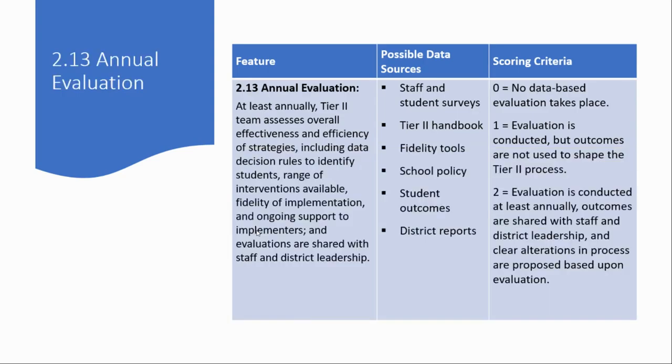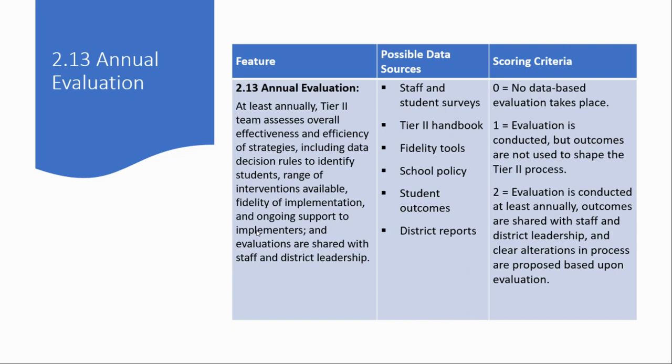So 2.13 is going to look at that annual evaluation, just like in our tier 1 implementation. We should be producing an annual evaluation. So this one says at least annually, tier 2 team assesses overall effectiveness and efficiency of strategies, including data decision rules to identify students, range of interventions available, fidelity of implementation, and ongoing support to implementers, and evaluations are shared with staff and district leadership.